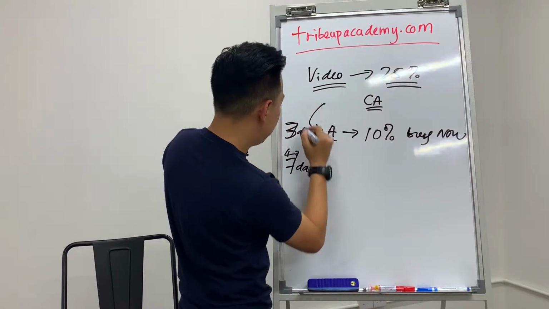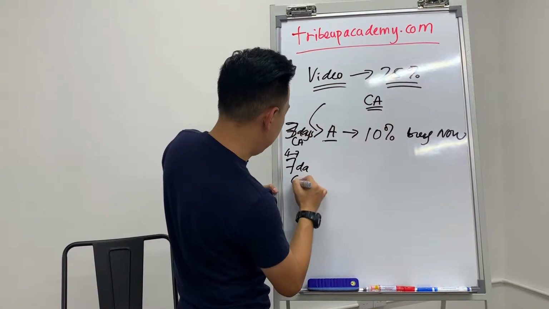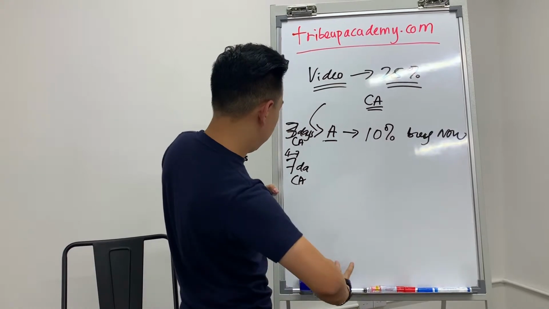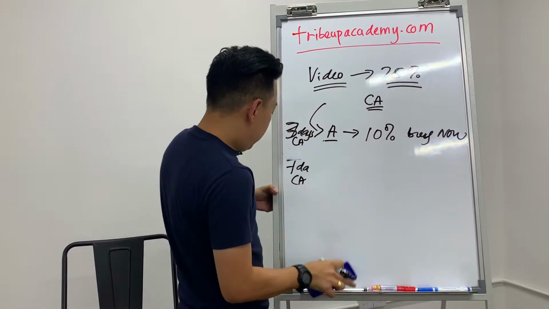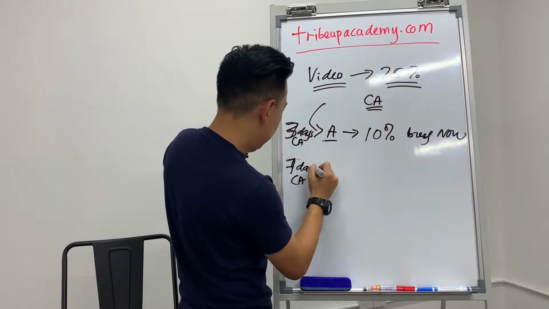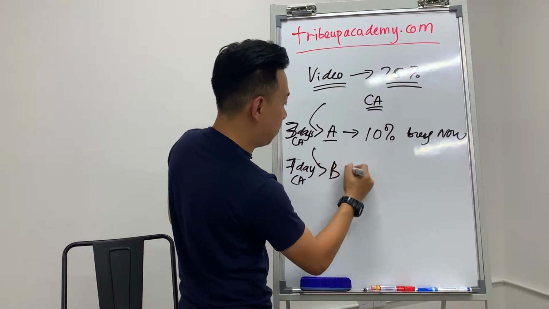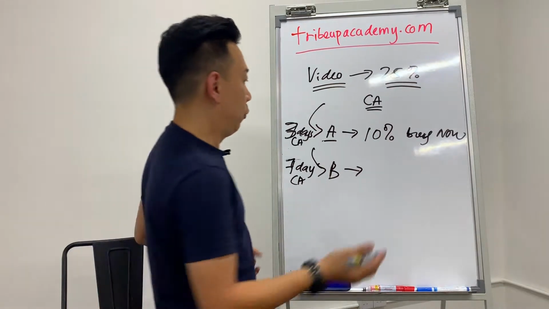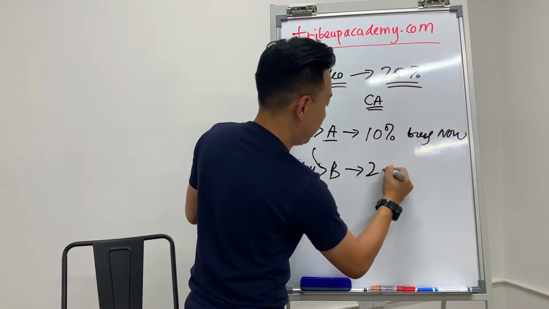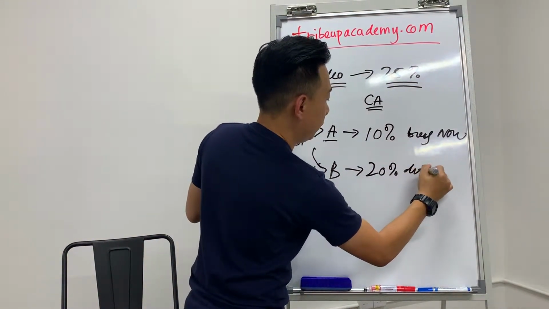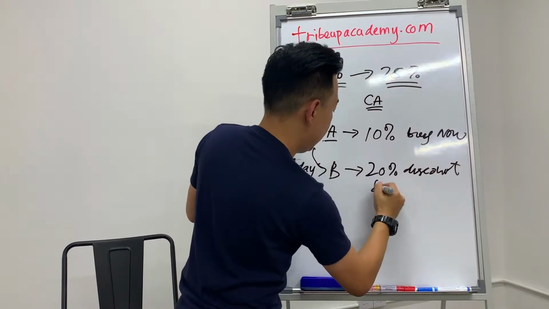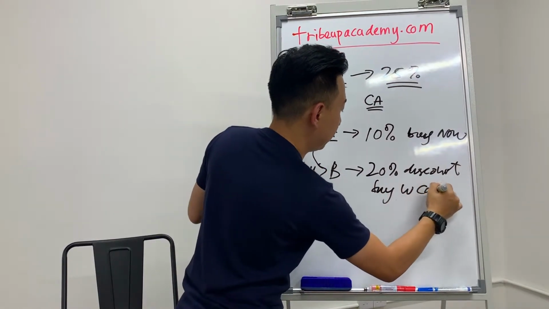So this is a 3-day custom audience. This is a 7-day custom audience. Now this, in turn, you will show them advertisement B. What else can you do? Maybe you do a 20% discount if you buy with casing.